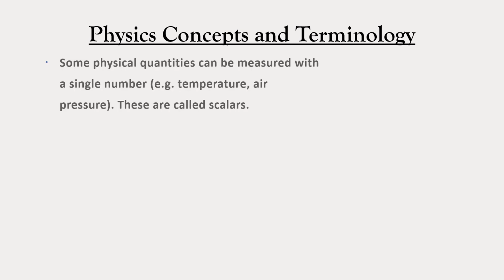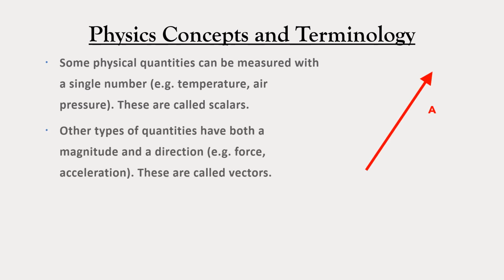First off, let's talk about some of the difference between scalar quantities and vector quantities. Some physical quantities are measured with a single number. For example, temperature or air pressure. These quantities are called scalars. Other quantities have both a magnitude and they have a direction. Some examples of this would be force or acceleration. These type of quantities are called vectors.